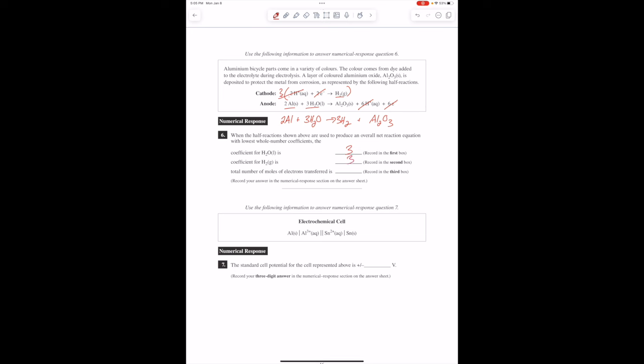The total number of moles of electrons is, so that's this number, right? 6 moles of electrons, that's what the 6 is. So the answer is 3336.